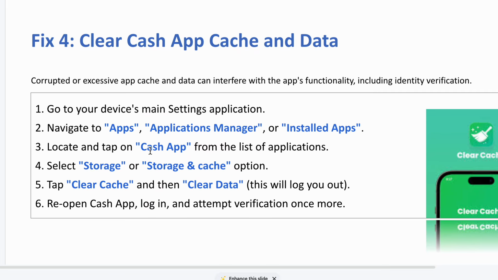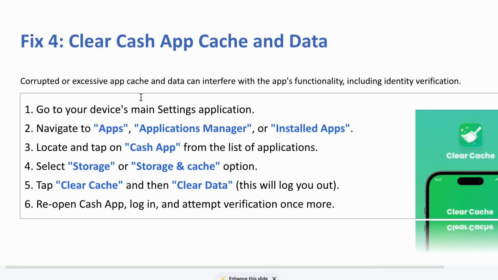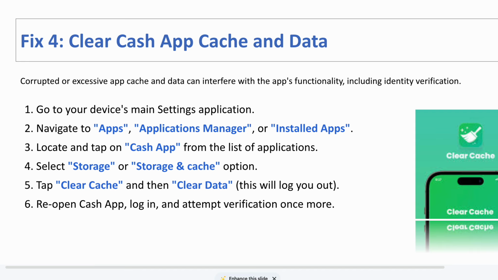Then, clear cache and app data. To clear the cache and app data, go to the device settings, select the app manager, go to installed apps, then choose Cash App, select storage, click storage and cache, then clear cache and clear data. Then reopen your Cash App, log in and attempt the verification once more.